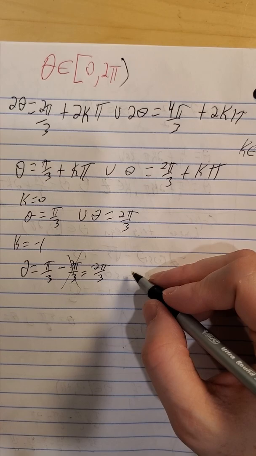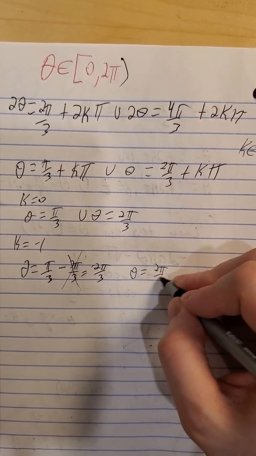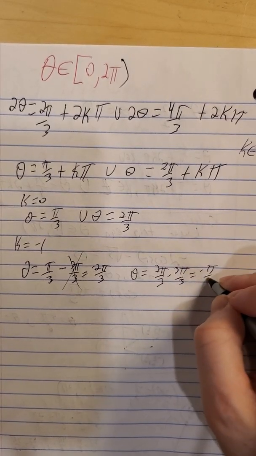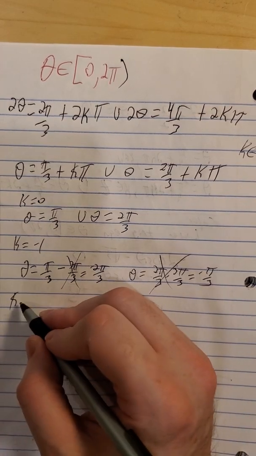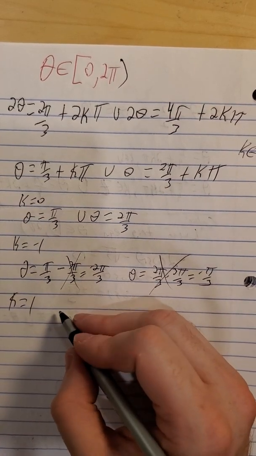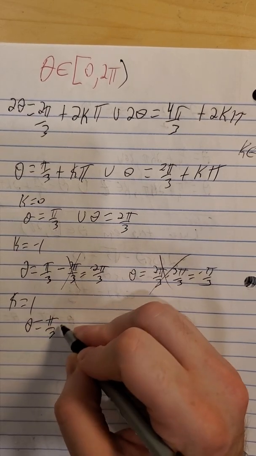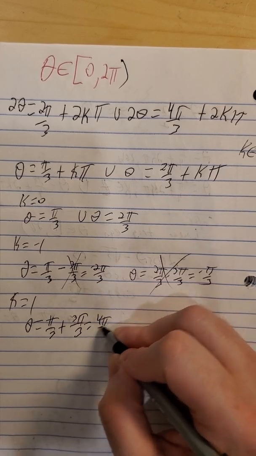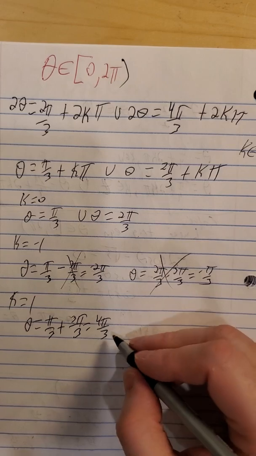Testing it out with the other one, we run into the same problem. Theta equals 2 pi over 3 minus 3 pi over 3, negative pi over 3. We don't get to keep that one either. So we then try, well, what happens with positive 1? Theta equals pi over 3 plus 3 pi over 3, 4 pi over 3. Sure, that's before 2 pi. We get to keep that.